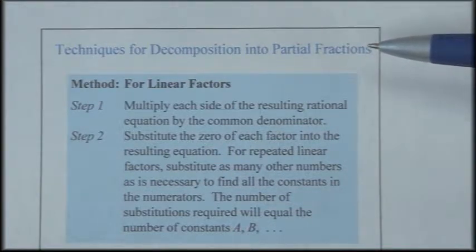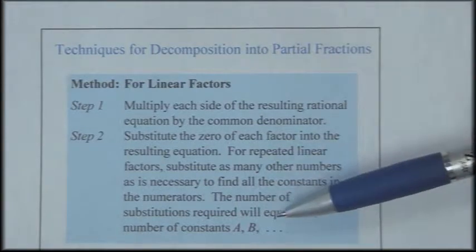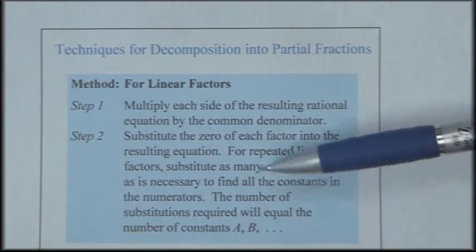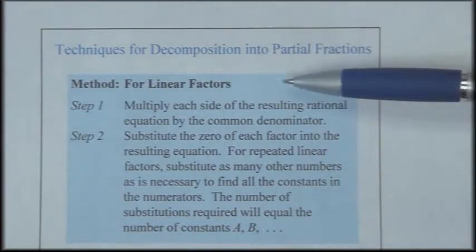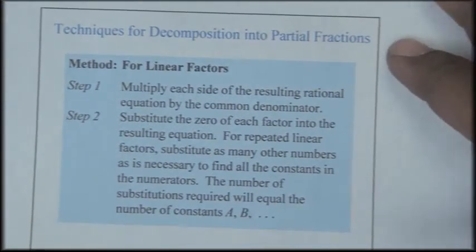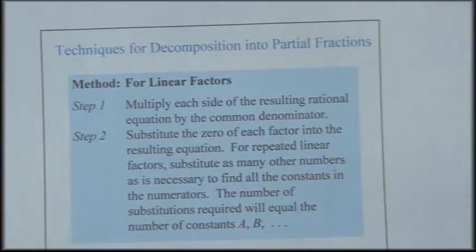For repeated linear factors, substitute as many other numbers as is necessary to find all the constants in the numerators. The number of substitutions required will be the number of constants A, B, and so on. There is also a method for quadratic factors, which we'll take a look at in another tutorial. Now let's take a look at an example.